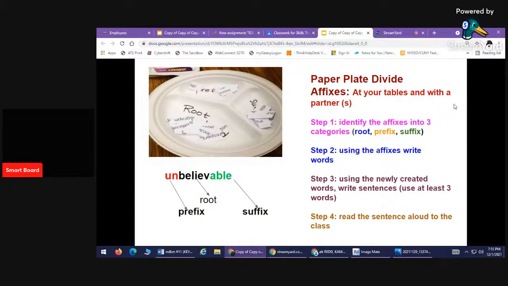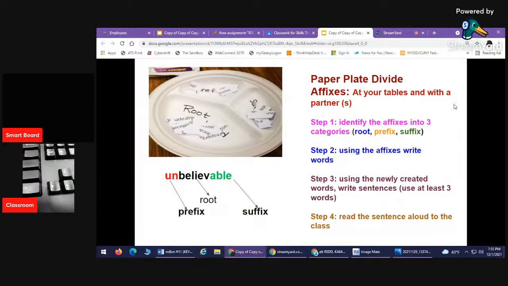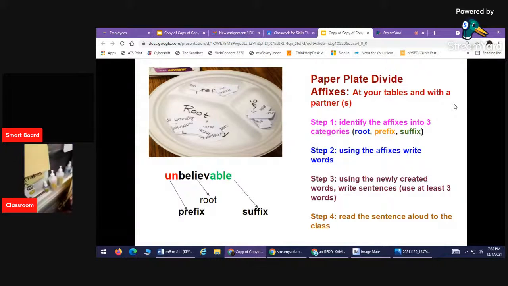And Marcela, what is the suffix? Able. What is able? It's a suffix. Very good. Do you remember what able means? Let's hear Leo. The ability to do. Excellent. The ability to do anything. So looking at the word unbelievable, the prefix means not, and the able means the ability to do. Opposite of believe. Something that you cannot believe.